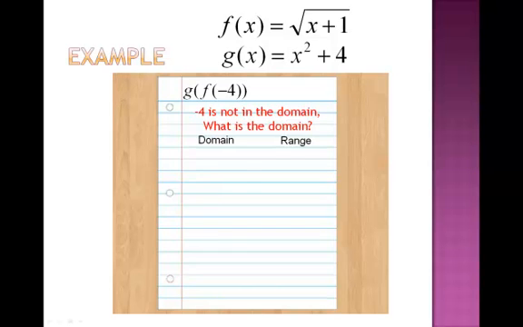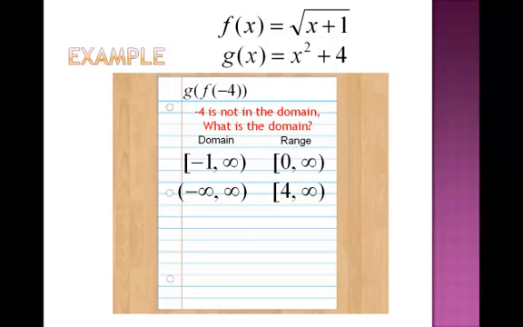Well, to get a real good sense of that, let's go ahead and record the domain and range of each of these functions. So the domain of f would be from negative 1 up to infinity, and the domain of g would be all real numbers. The range of f would be from 0 to infinity, and the range of g would be from 4 to infinity. So essentially, when I start using values, I'd first plug them into f.